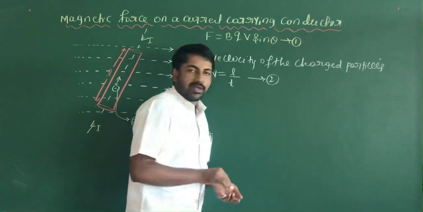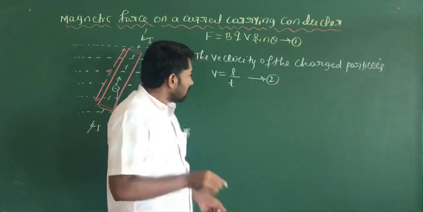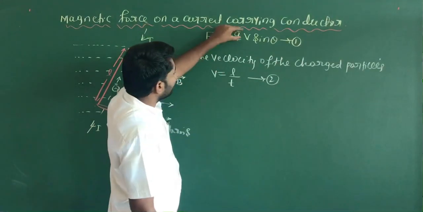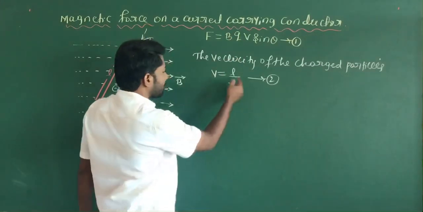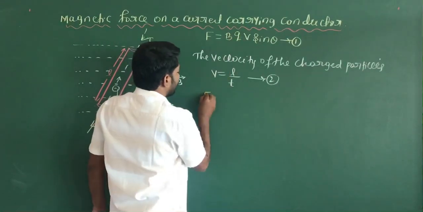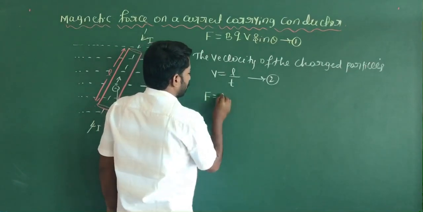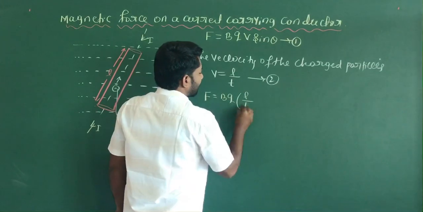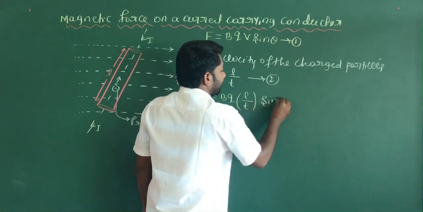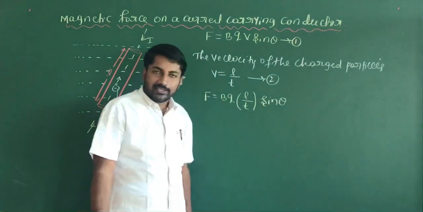This is the velocity of the charged particle. Now, substitute equation number 2 in equation number 1. This is the magnetic force equation. Now, substitute equation 2 in equation 1. We get F is equal to B into Q into V, where V is L divided by T, into sin theta.